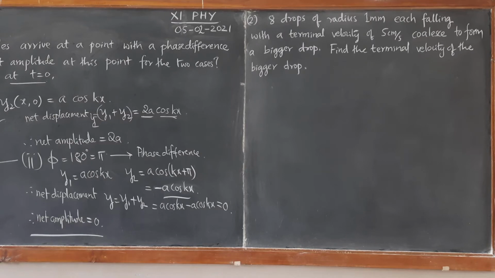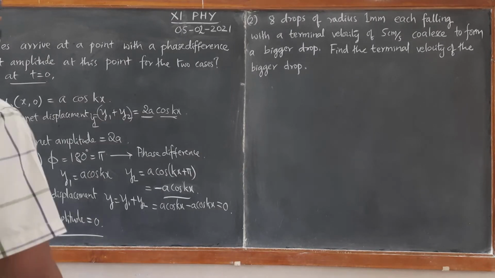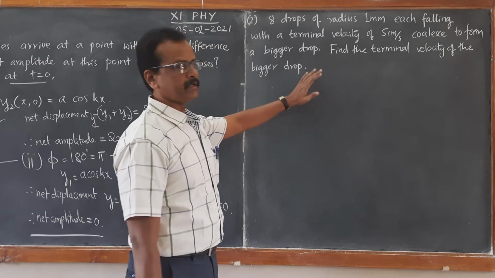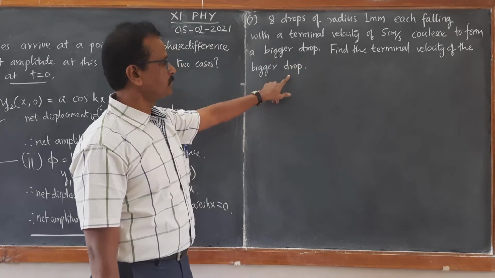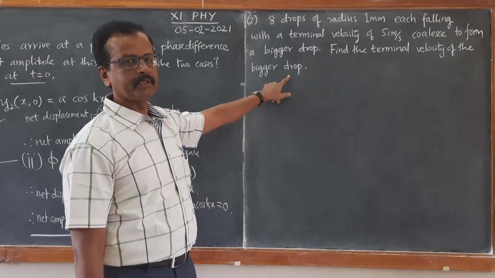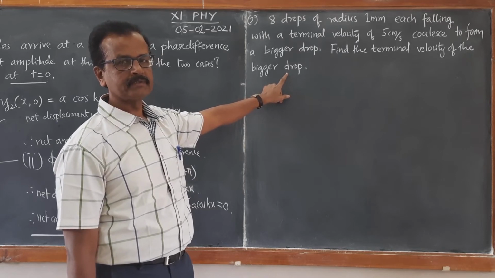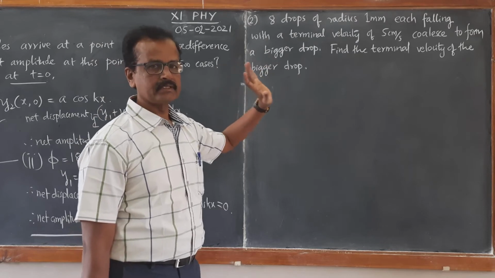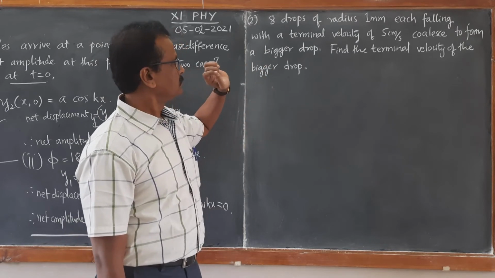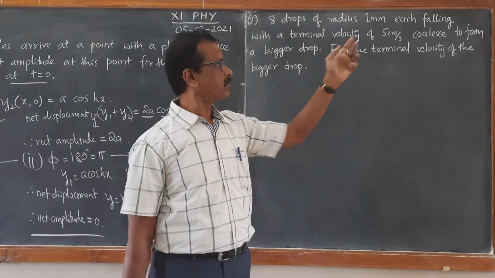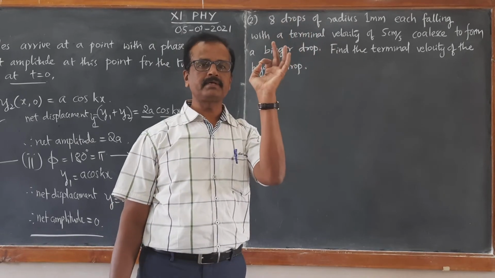Okay, now let us see the second problem. Let us see this second interesting problem. This problem is based on the terminal velocity. This is from the topic fluid dynamics, properties of fluids. There we discussed what is the meaning of terminal velocity, the terminal velocity of a raindrop.